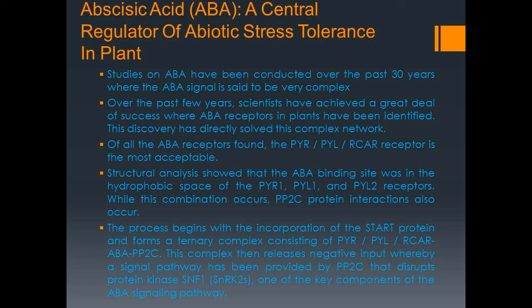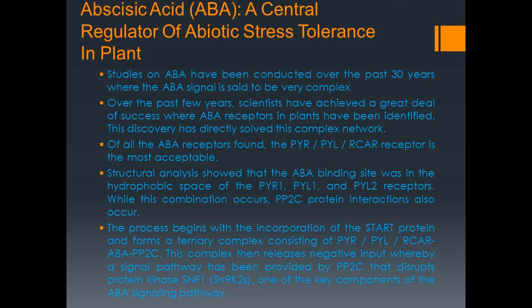Abscisic acid, a central regulator of abiotic stress tolerance in plants. Studies on ABA have been conducted over the past 30 years, where the ABA signal is said to be a very complex process. One of the first things to note in a stress-prone organism is how plants respond to stress.